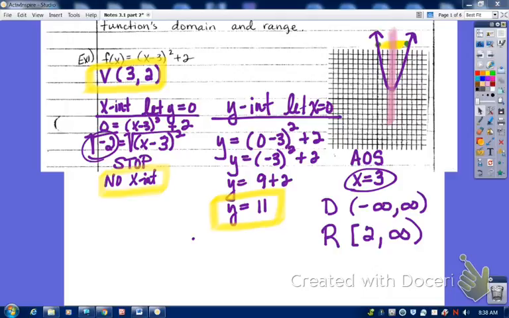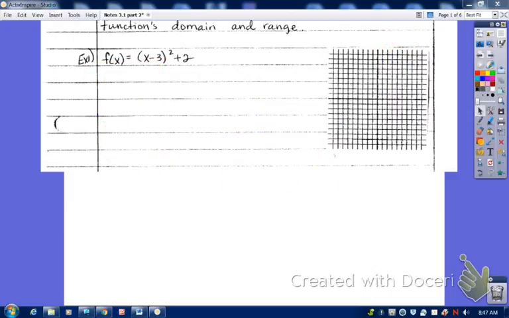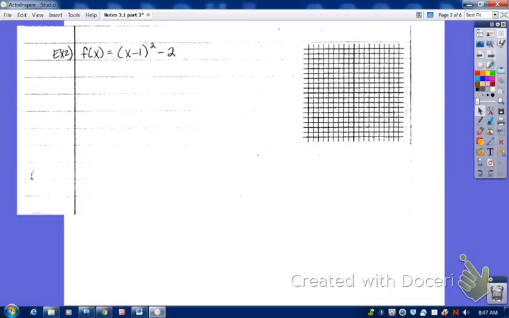Any questions about 1? All right, I'm going to speed up a little bit. If I get too fast, y'all let me know. I don't want to bore you. So example 2, the vertex would be, you tell me, 1, negative 2.